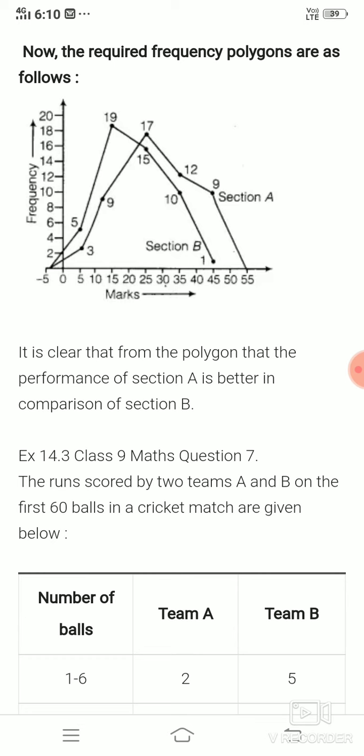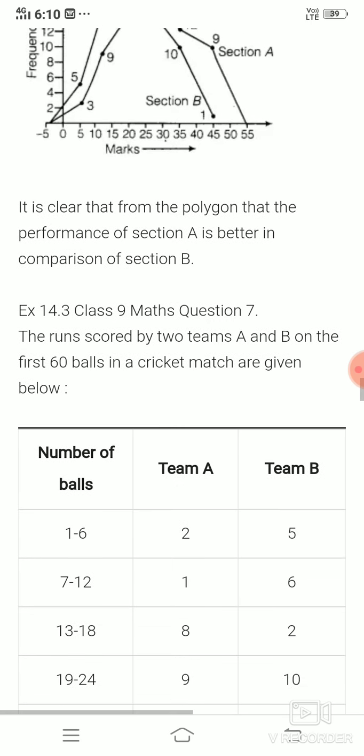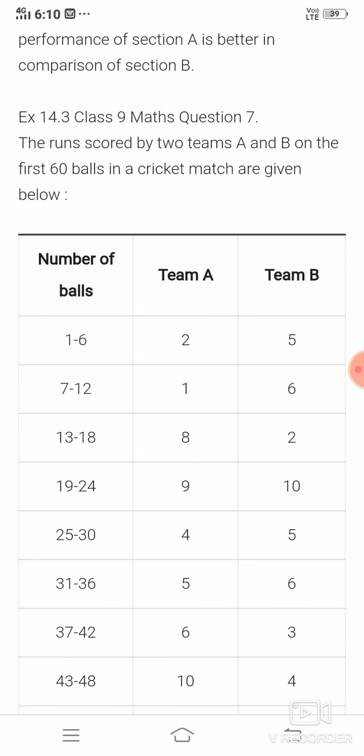So it is given directly. Now the seventh question: the number of balls is given as 1 to 6, 7 to 12, for team A and team B. Remember you need to draw a frequency polygon, which should be continuous, and a histogram should also be continuous. So make it continuous for 6 and 7. The difference is 1, the average is 0.5, so subtract 0.5 from your lower limit and add 0.5 to your upper limit.